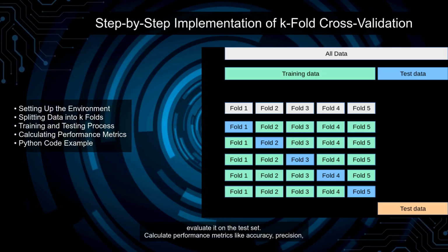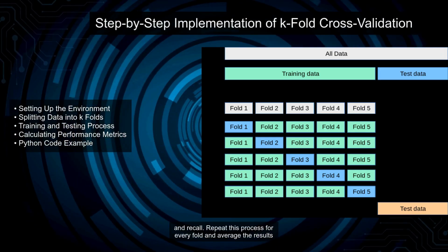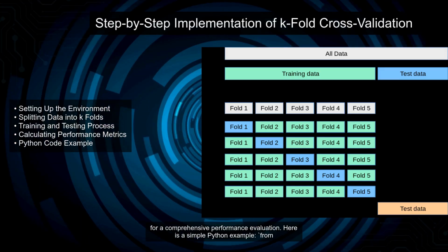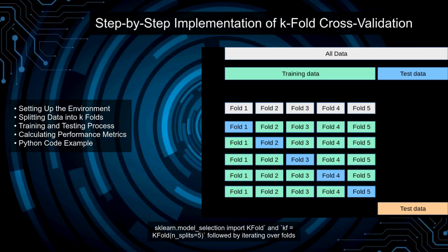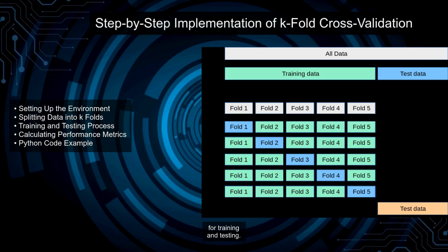Calculate performance metrics like accuracy, precision, and recall. Repeat this process for every fold and average the results for a comprehensive performance evaluation. Here is a simple Python example. From sklearn.model_selection import KFold, and kf equals KFold with n_splits equals 5, followed by iterating over folds for training and testing.